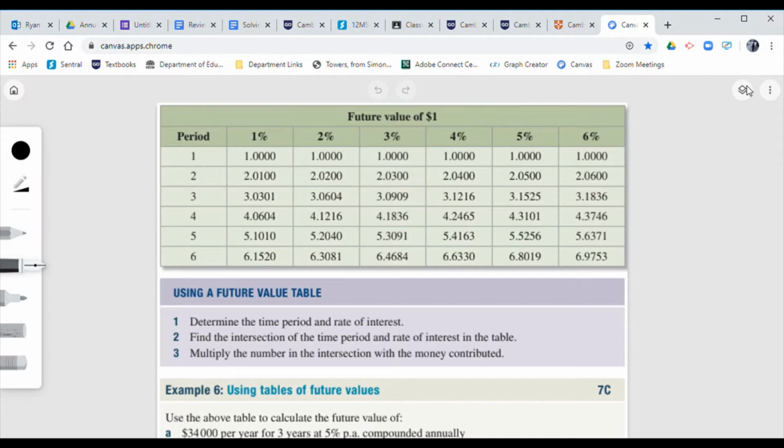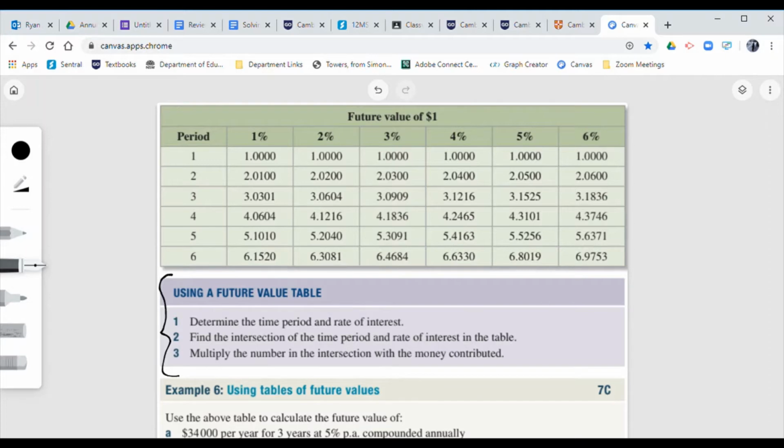To start, when we talk about future value, we use a future value table. Here are your main three steps. The first thing you're going to do is determine the time period and the rate of interest. You're going to use that information to find the intersection of the time period and the rate of interest, and then you're going to multiply the number in the intersection with the money contributed.